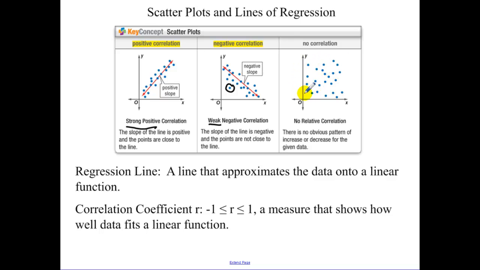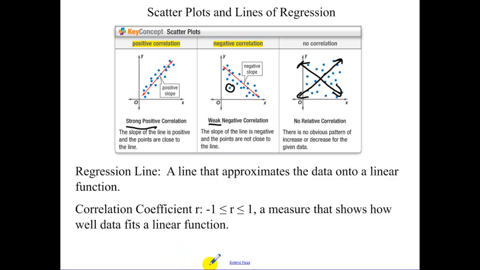And then no correlation: well, I could draw a positive sloping line, I could draw a negative sloping line, we could draw some vertical lines. There's really no correlation between any of the points.